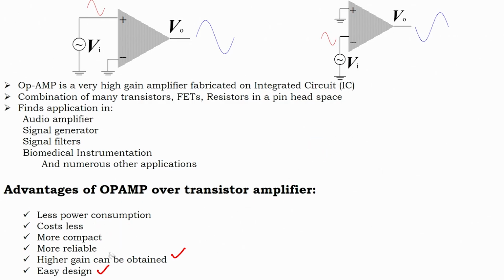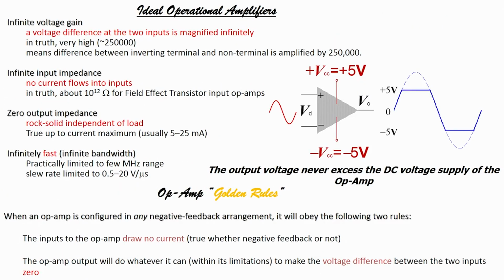So, now let us see. Now you got it, right, that we have very high gain, we have a lot of components, there are a lot of applications of operational amplifier, and there are several advantages of operational amplifier over transistor amplifiers, correct. So, let us go to the next characteristics.